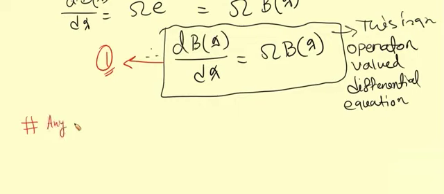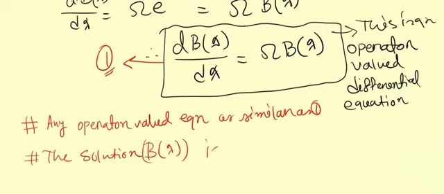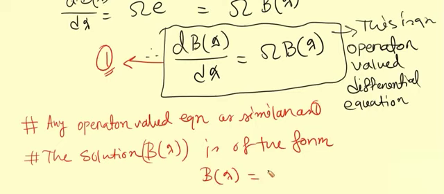any operator valued equation similar to 1, I forgot to write operator valued, if you are dealing with it, the solution, that is B of lambda, is of the form B of lambda equals some constant over here, because this is a differential equation, right?